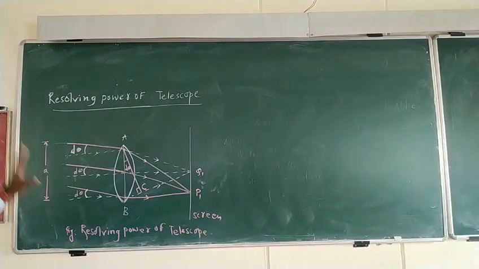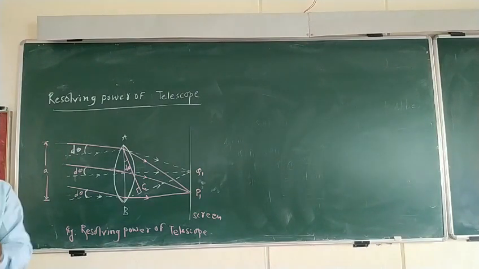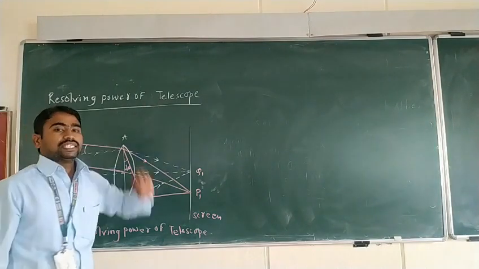So let us see what is meant by resolving power of telescope. Again we are seeing, a telescope is an optical instrument which is used to see the distant object clearly. Second one, the resolving power of telescope is defined as the least angle subtended at the objective by the two distinct objects which can be just resolved in the focal plane of the telescope, right?